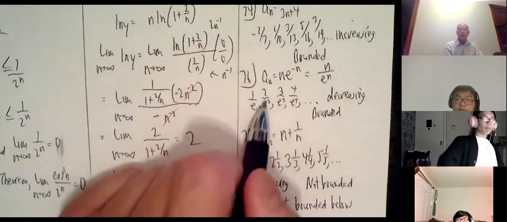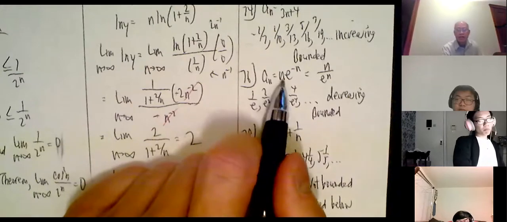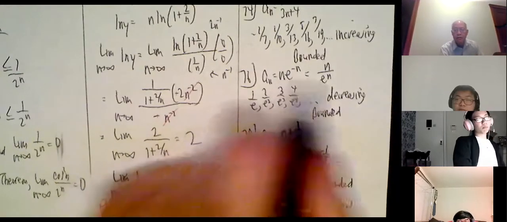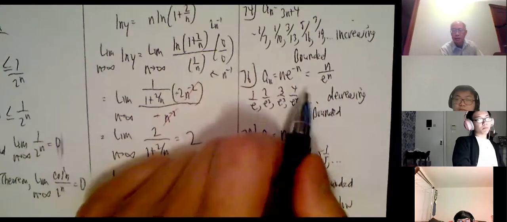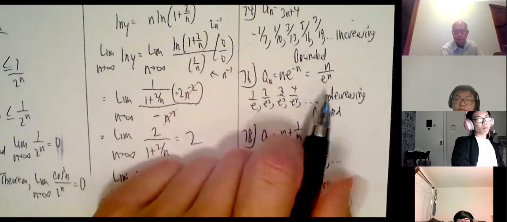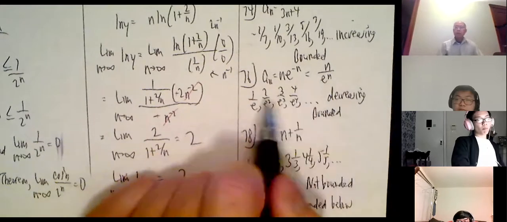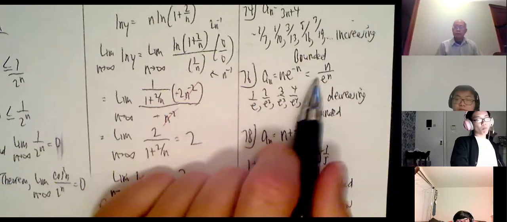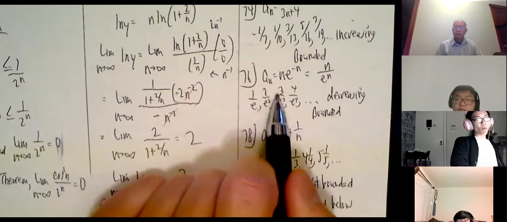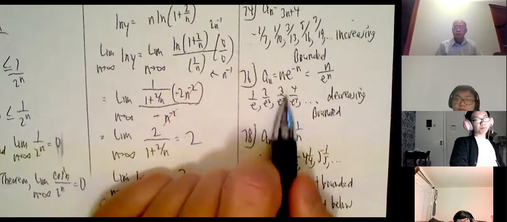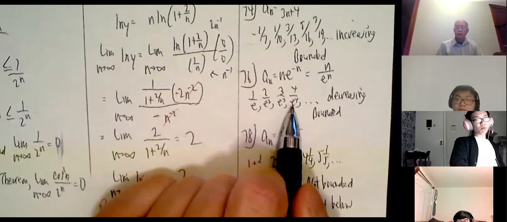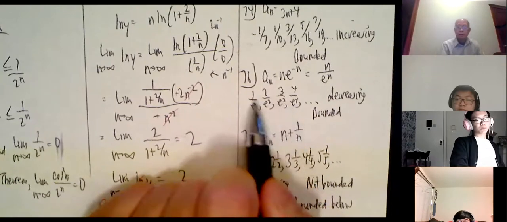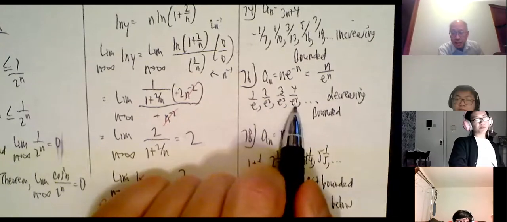Okay, 76. A sub n is n e to the -n. I'm going to write it as n over e to the n. Okay, plug in 1, 1 over e. 2, 2 over e squared. 3 over e cubed. 4 over e to the 4th, and so on. Okay, these are decreasing.